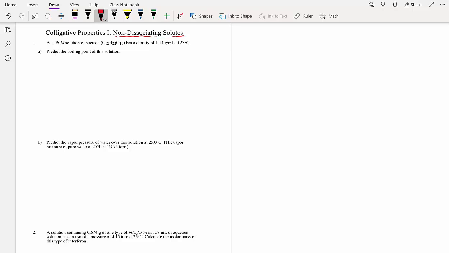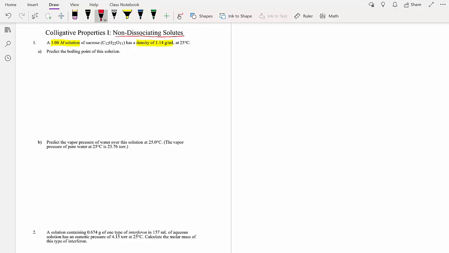A 1.06 molar solution of sucrose has a density of 1.14 gram per milliliter at 25 degrees Celsius. So we know the molarity and we know the density. This is the question. Predict the boiling point of this solution.